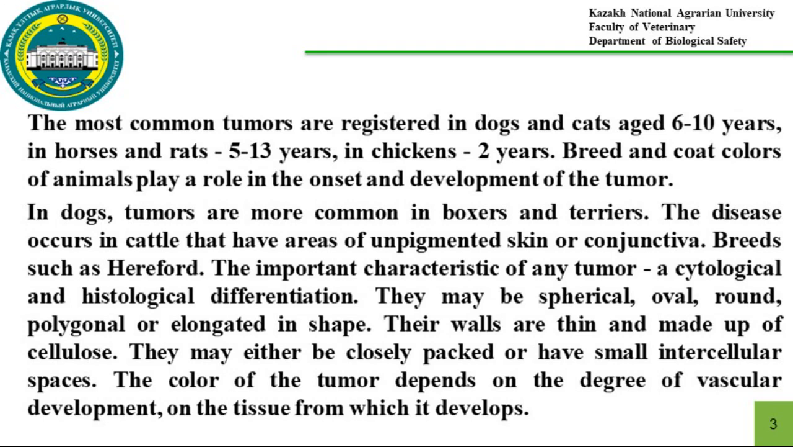The important characteristic of any tumor is cytological and histological differentiation. The cells may be spherical, oval, round, polygonal, or elongated in shape. Their walls are thin and made up of cellulosome. They may either be closely packed or have small intercellular spaces.